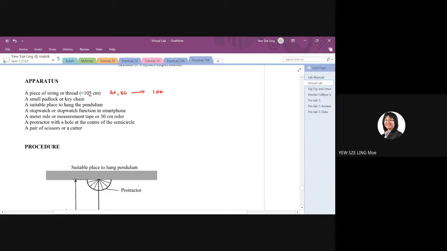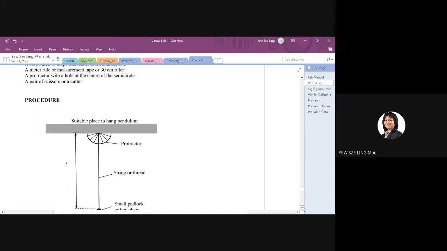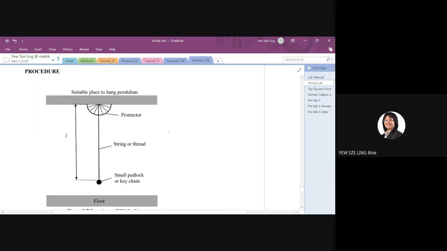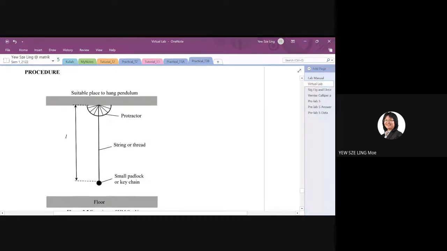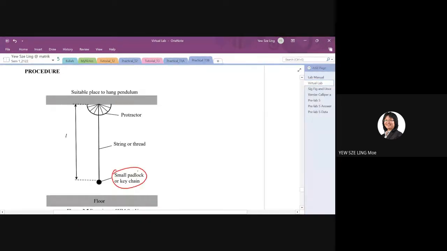So why one piece of string? If you look at the setup of the apparatus, this is how you're going to do the experiment. You shouldn't put the protractor on the wall. You cannot conduct this experiment on the wall. Why? Because this is a pendulum, or a padlock or keychain or anything that you use to act as a pendulum. If it is touching the wall, this experiment will become invalid, because it will give you an external frictional force. External force will slow down the simple harmonic motion. Therefore, this experiment will become invalid.